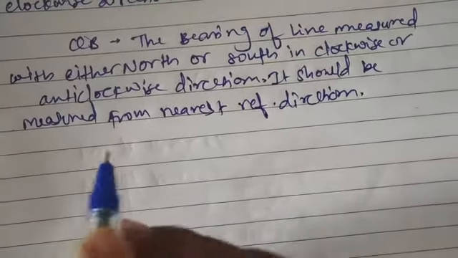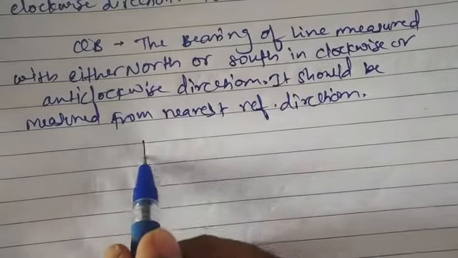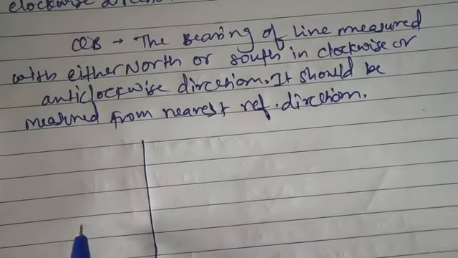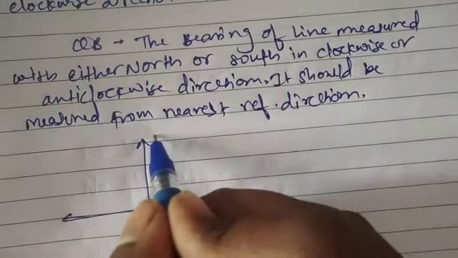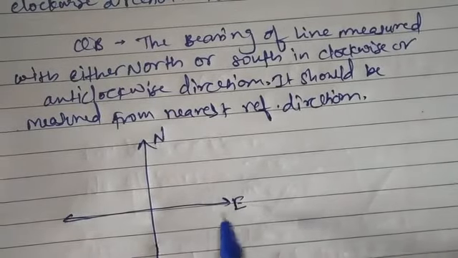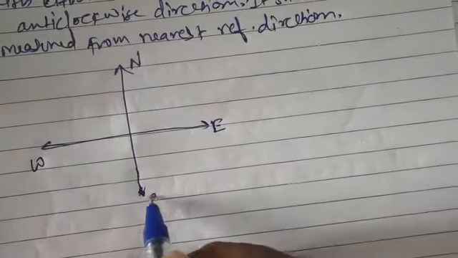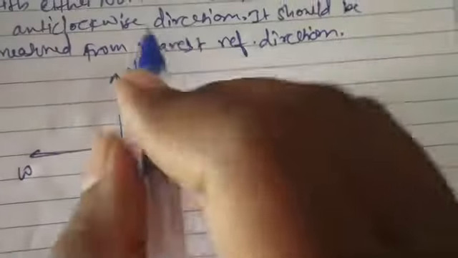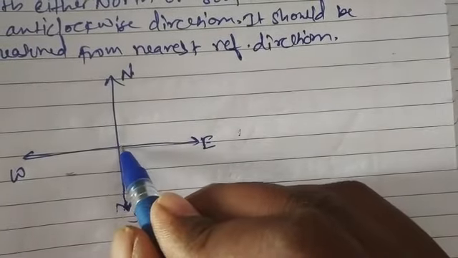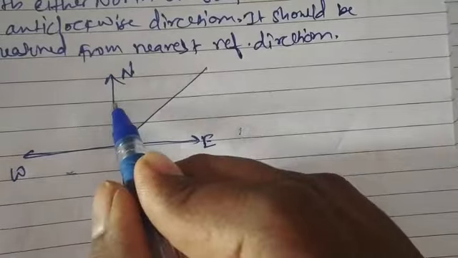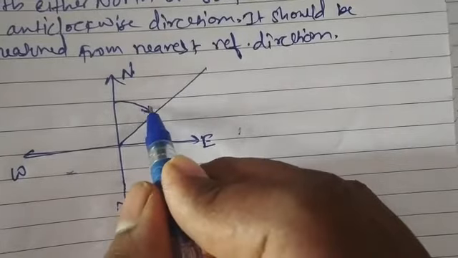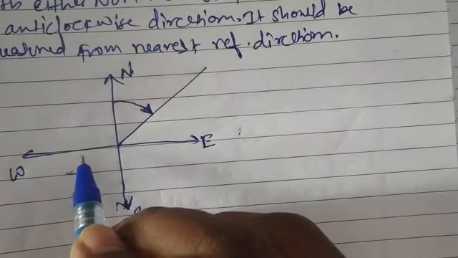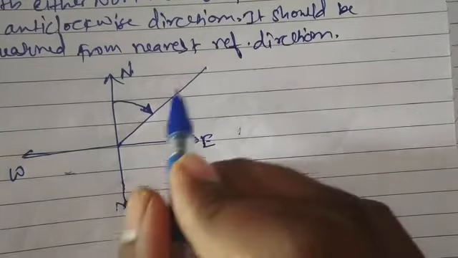Now let's see how to measure the whole circle bearing. This is the reference axis I have drawn. This is NEWS, north, south, east, west. Now if the line lies in first quadrant, then the angle measured from north in clockwise direction till the line is the whole circle bearing for this line.